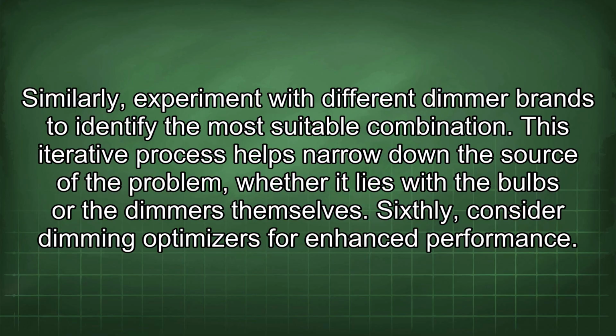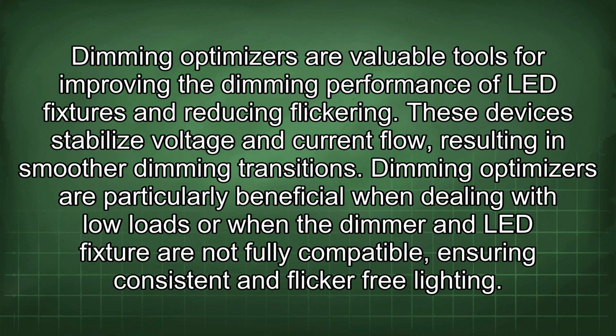Sixthly, consider dimming optimizers for enhanced performance. Dimming optimizers are valuable tools for improving the dimming performance of LED fixtures and reducing flickering. These devices stabilize voltage and current flow, resulting in smoother dimming transitions. Dimming optimizers are particularly beneficial when dealing with low loads or when the dimmer and LED fixture are not fully compatible, ensuring consistent and flicker-free lighting.